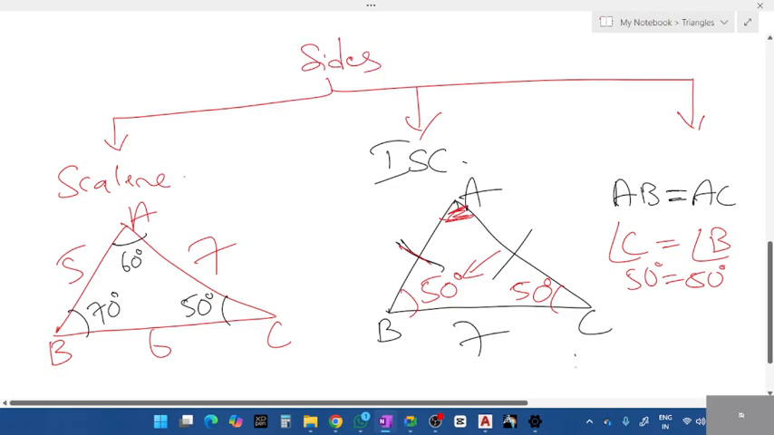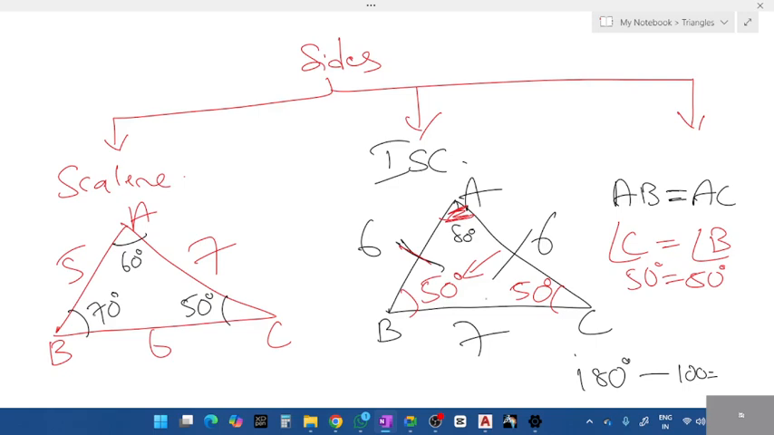So we don't have to keep writing sum of interior each and every time. You have to calculate quickly. 180 minus, what is 50 plus 50? 100. That is equal to 80 degrees. Can you see 80 degrees is greater? Therefore, side BC will be greater than the other two sides, right? Yes. So this is the concept. Isosceles triangle, simple. Any two sides are equal and their opposite angles also will be equal. This is isosceles.